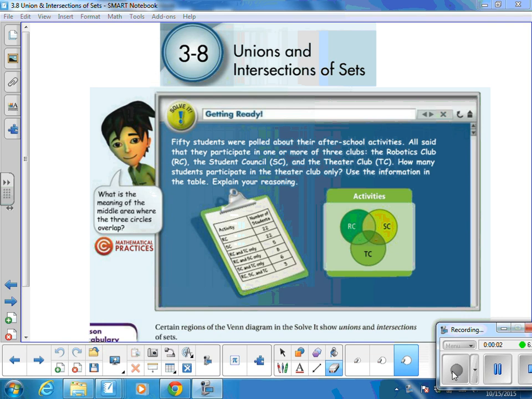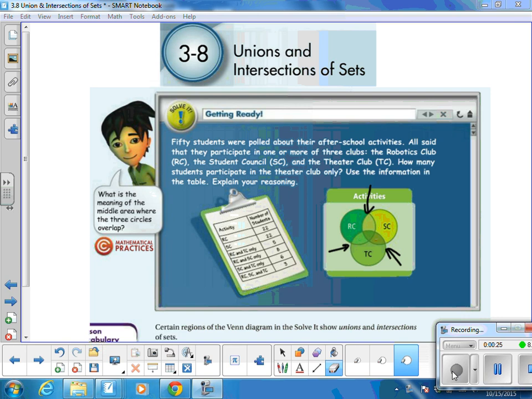All right, in our quest on inequalities, we're going to take a look at unions and intersection of sets. And what we're going to see is another notation for inequalities. In this particular situation, 50 students were polled about their after-school activities. Some students just do one activity and some students do two. And when they do two, there is some overlap that happens there, and we've got to take that into consideration.